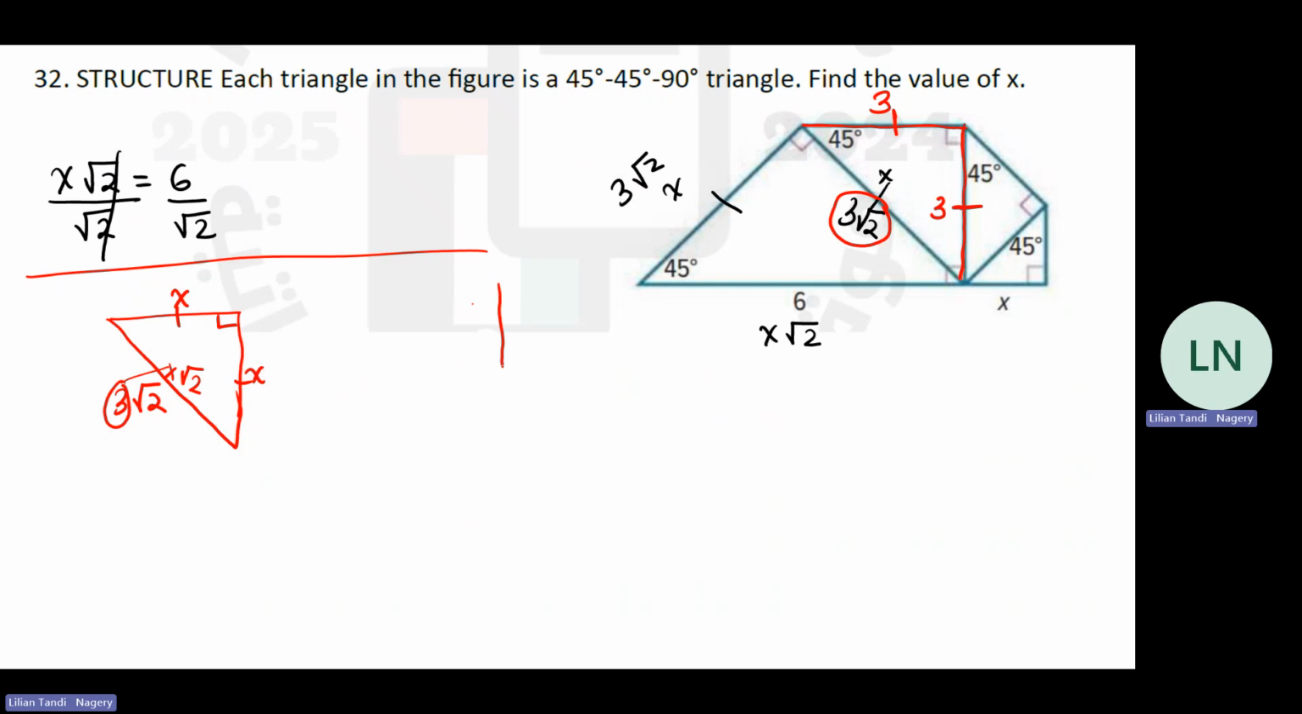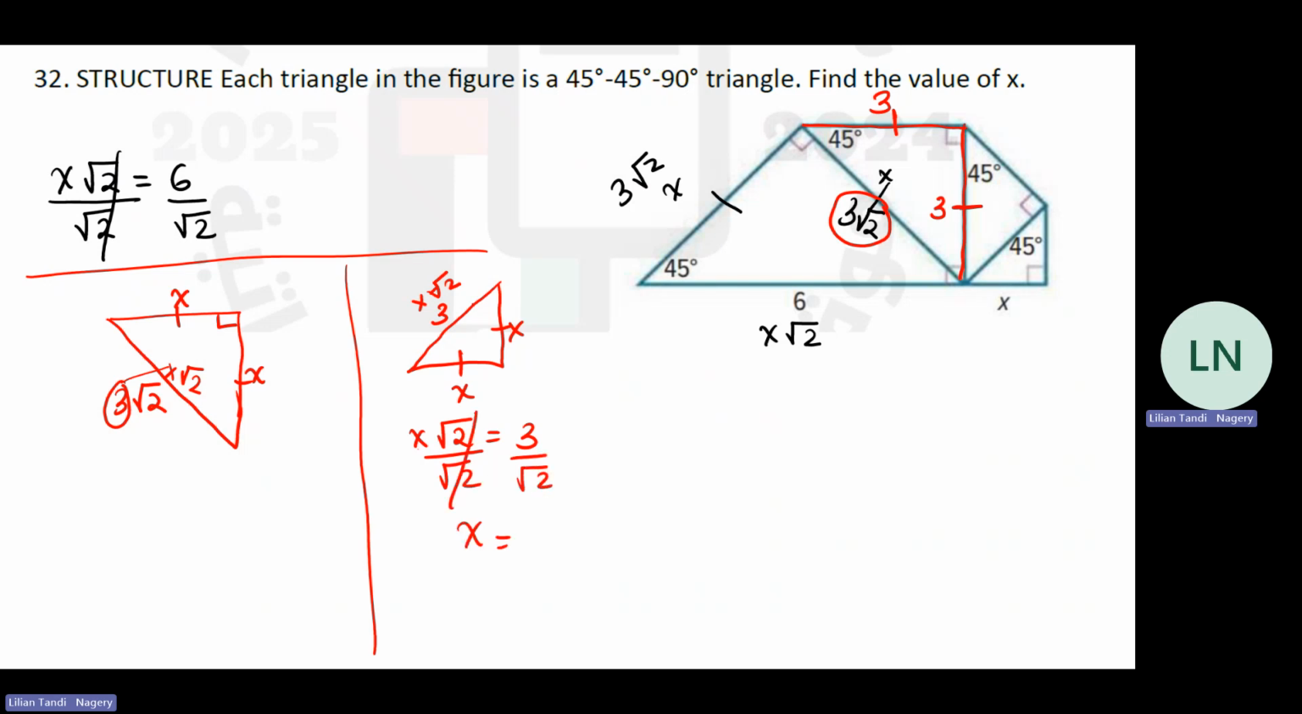Well, let me just draw it a normal way. So we know that this is 3, okay? And this is x, and this is x right here. So we know this 3 is also x square root 2. So we are going to write here x square root 2 is equal to 3. I want x, so divide by square root 2, divide by square root 2. This goes away. So you put in your calculator 3 divided by square root 2. You should get 3 square root 2 over 2.